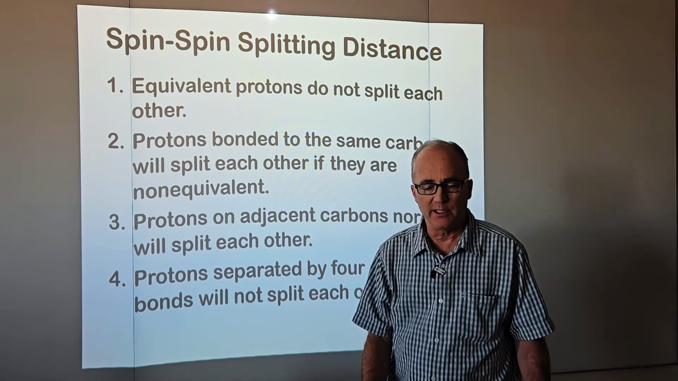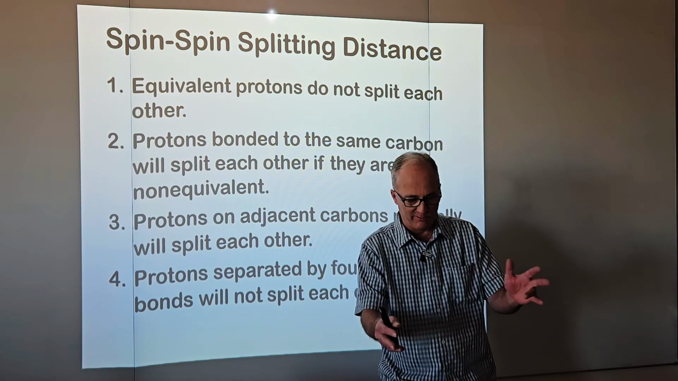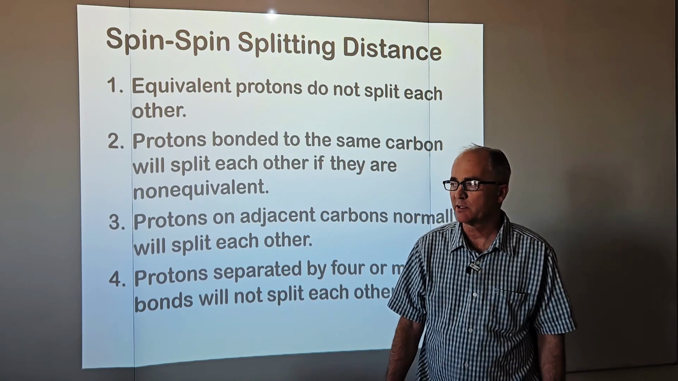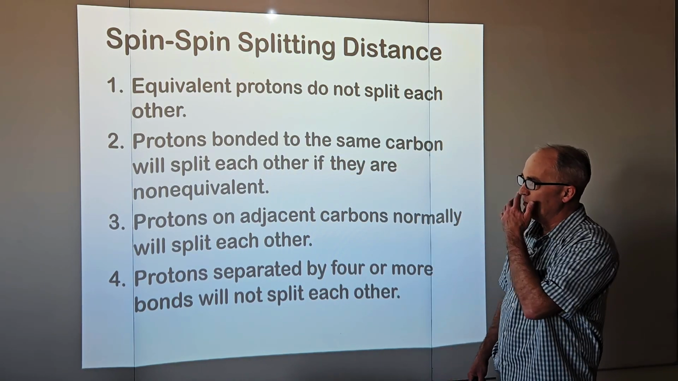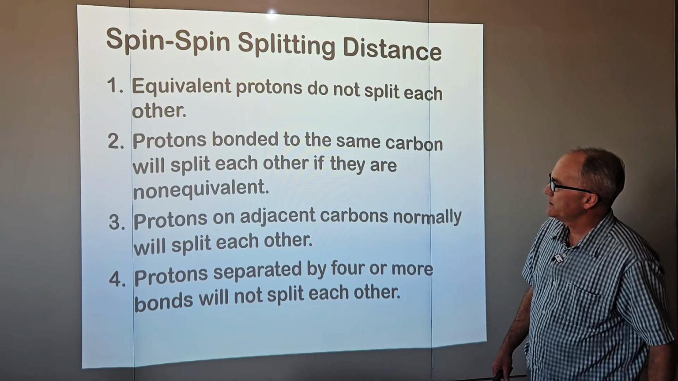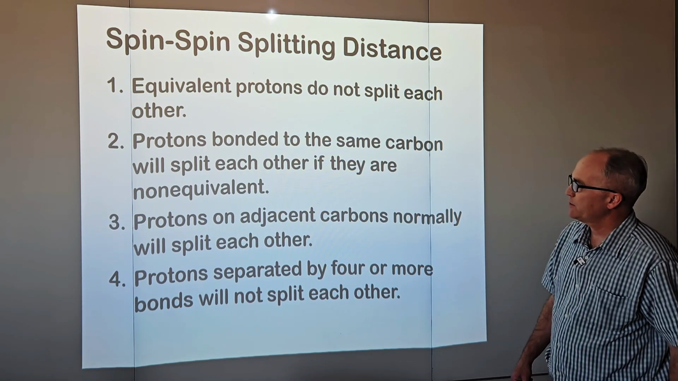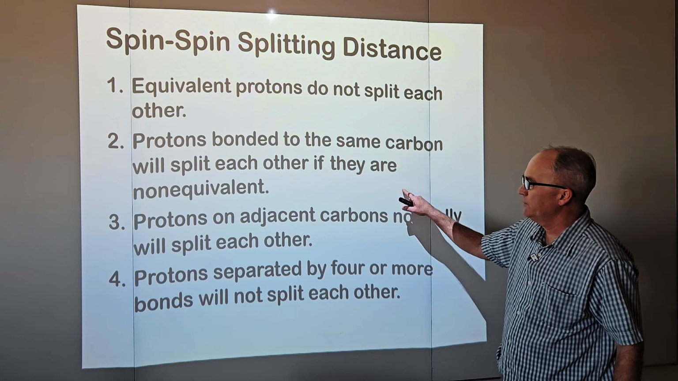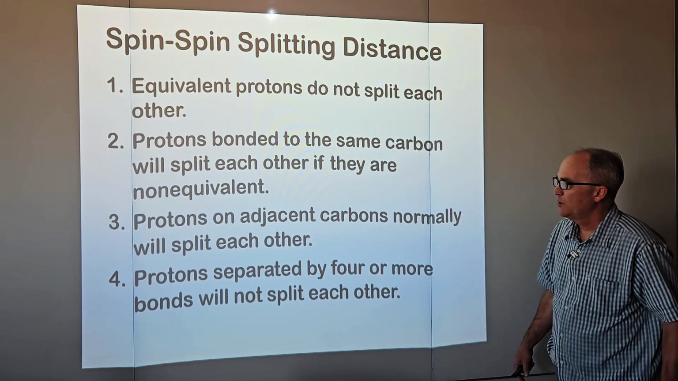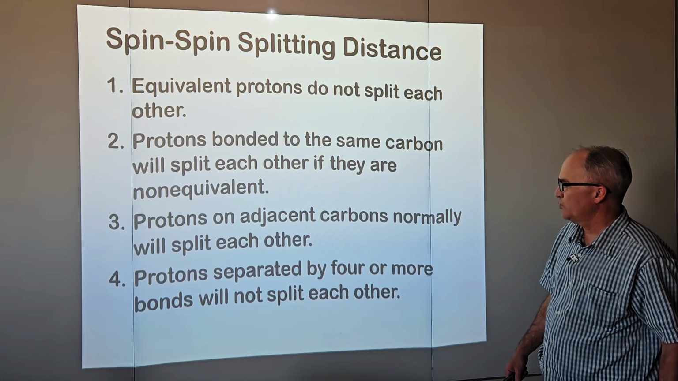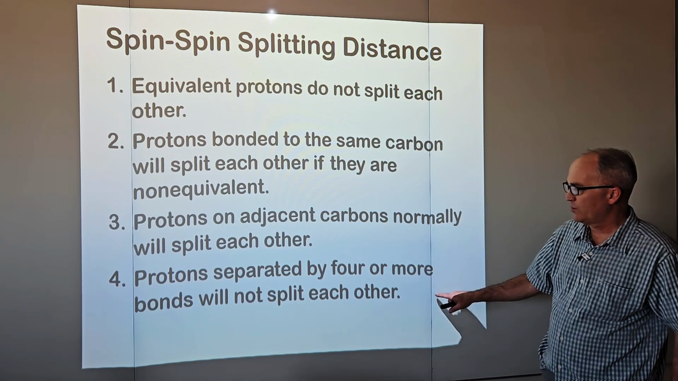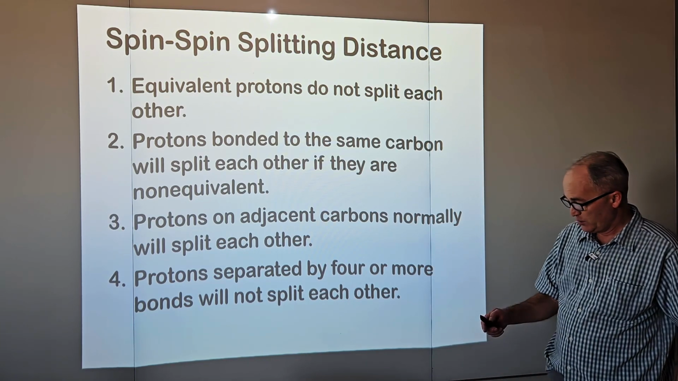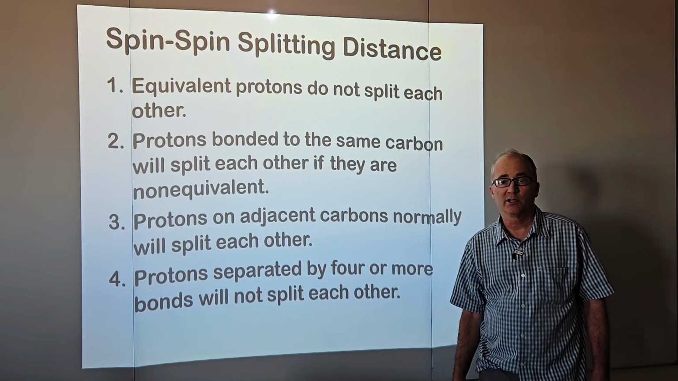So when you go to apply the N plus 1 rule, it's kind of like, how do I count all the protons? We'll look at some examples. So you don't count the other equivalent protons. Protons bonded to the same carbon will split each other if they are non-equivalent. We're going to spend some time on that. Protons on adjacent carbons normally will split each other. Protons separated by 4 or more bonds typically do not split each other.